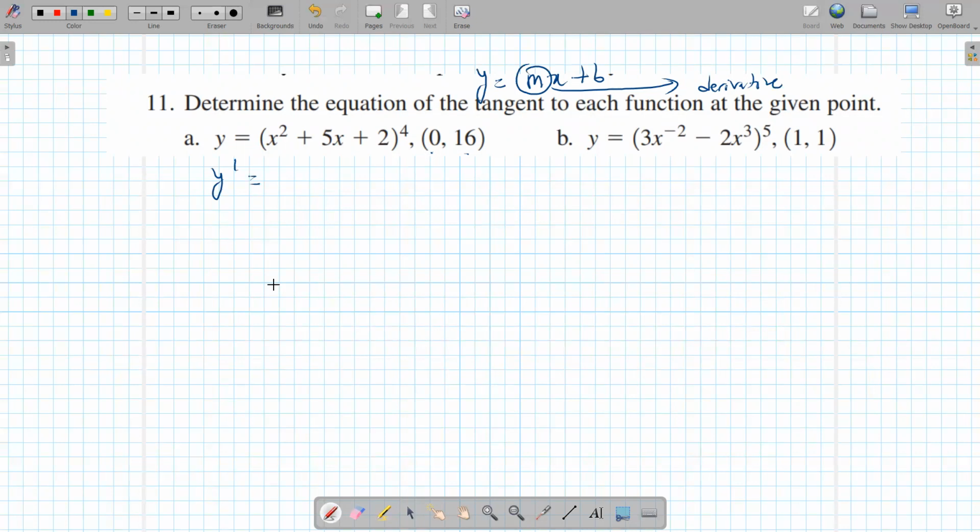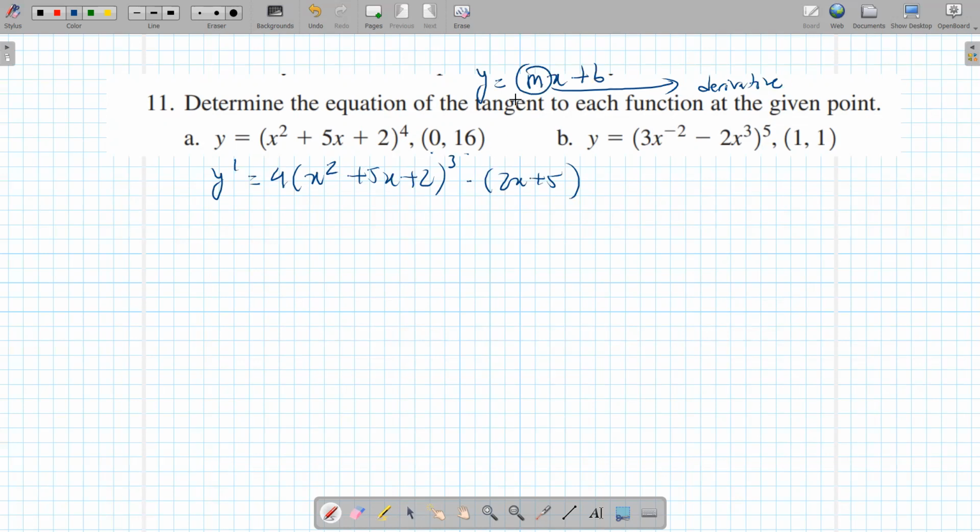You bring four in the front. And then you have x squared plus 5x plus 2 cubed. What do you multiply this by? 2x plus 5. 2x plus 5 works. There you go. So that's your y prime, okay?